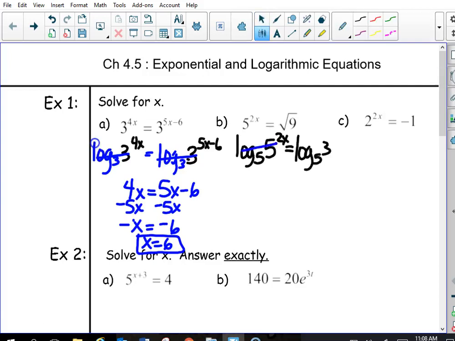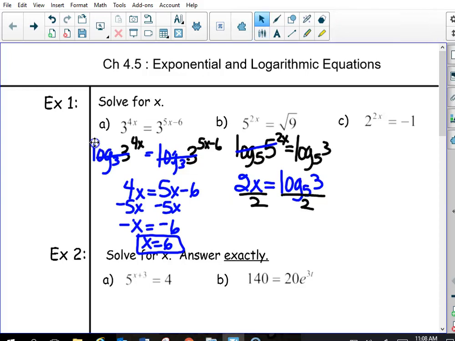And I think on these they ask you to just round to a couple decimal places. So I get 2x equals log base 5 of 3. And I'm going to finish solving for x. And I'm going to put this in the calculator so you can see that. You'll need a calculator for some of this.